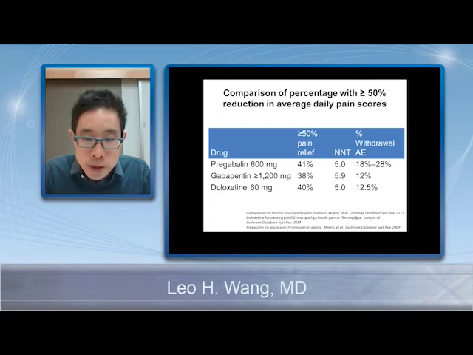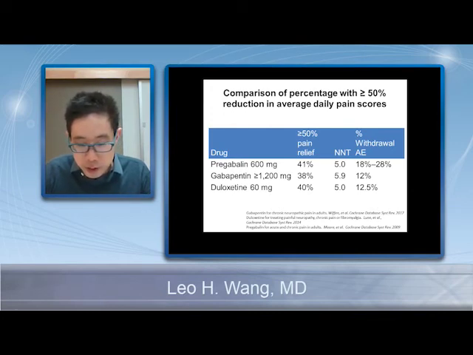In terms of the percentage of patients who withdrew from adverse events, you can see there, it's not a low percentage, but it's definitely not a high percentage. And it's definitely something that can cause patients to withdraw from the medications.